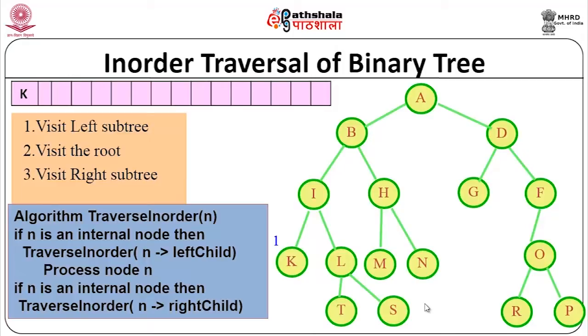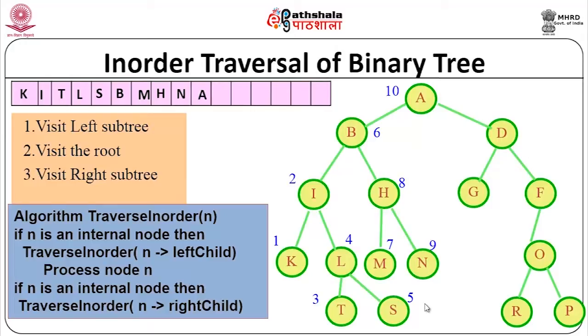B's left subtree is rooted at I, so I have to process the left subtree of I. So, I have K. Now, I have to process the node. So, I process that. Then I have to process the right subtree, which is rooted at L, and there I process its left subtree first, then the root, then the right subtree. Now, I have finished processing the left subtree of B. So, I have to process B. Then I have to process the right subtree: the left subtree of H, which is M, then H, then the right subtree. Now, I have finished processing the left subtree of A.